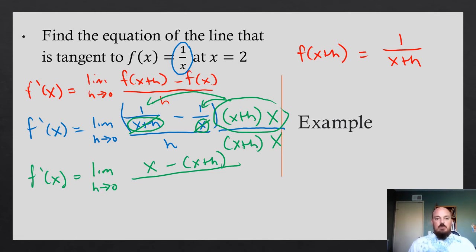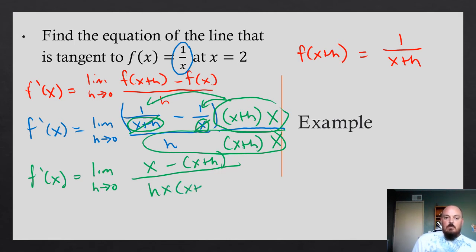Now, the one thing you want to remember, the denominator isn't just h anymore. That's a common mistake here. A lot of times when I'm grading papers like this, I see the denominator as just h. The denominator got multiplied also. So the denominator has all 3 of these things. I would call it hx, x plus h. Kind of reorganize it so that the parentheses are at the end.